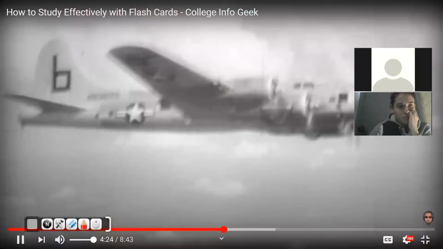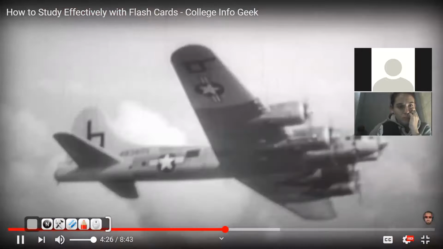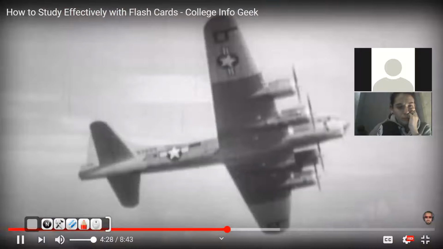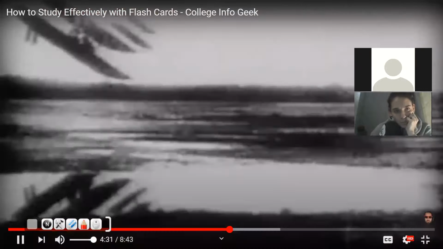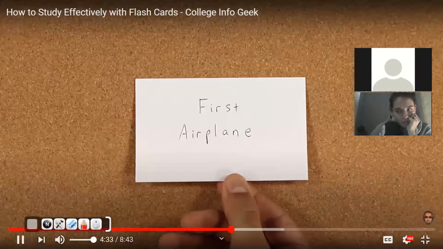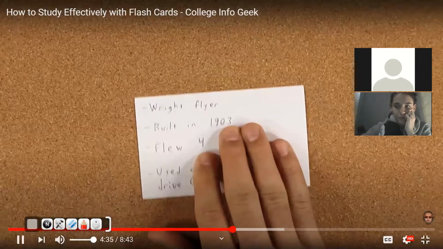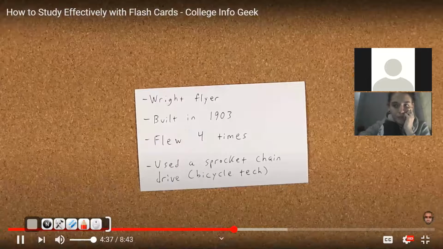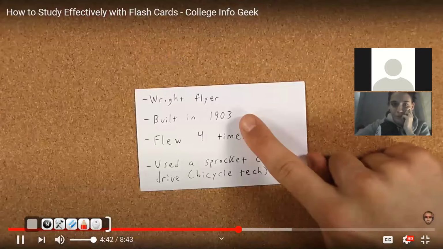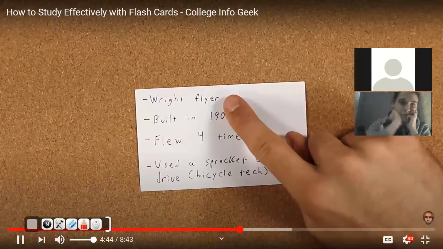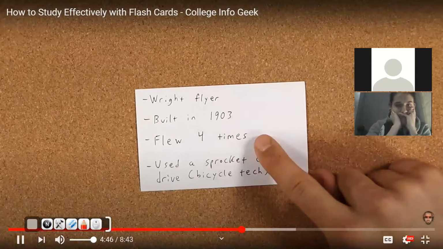So here's an example. Say you're taking a history of flight class because obviously airplanes are awesome. And now you're studying for a test where you need to know some information about the first airplane, the Wright Flyer. So you make yourself a flashcard, you put first airplane on the front, but then on the back you put several different facts. And here's where you can run into trouble because later on when you're studying and you see first airplane, you might remember that it flew in 1903, you might remember that it was called the Wright Flyer, and you might even remember that it flew 4 times. But maybe you forgot that it used a sprocket chain drive to drive the propellers. And then you turn it over and you say to yourself, oh yeah, I do remember that. And then you put it aside.